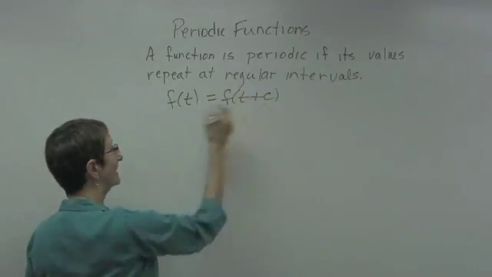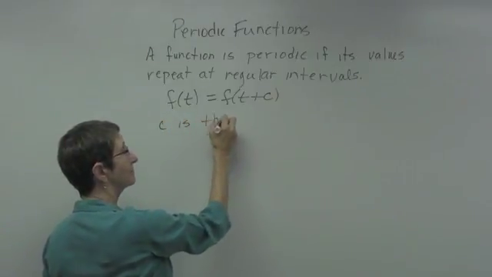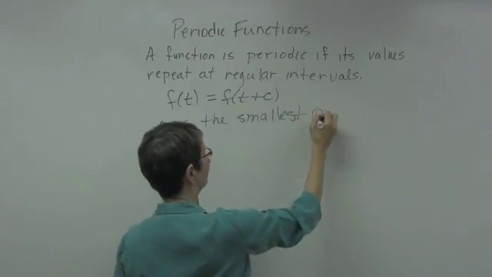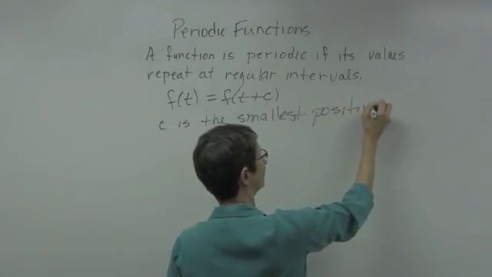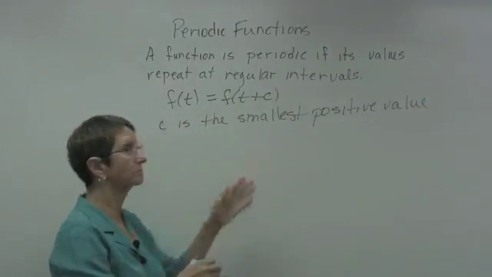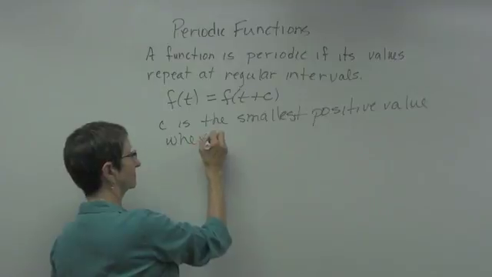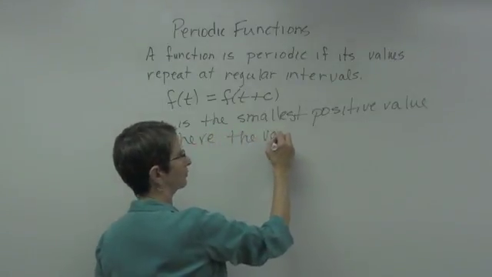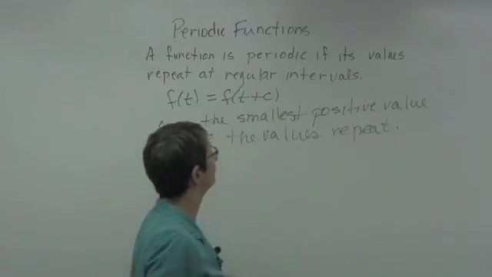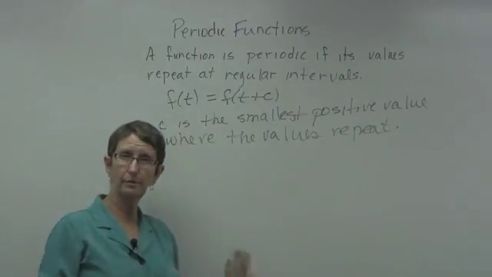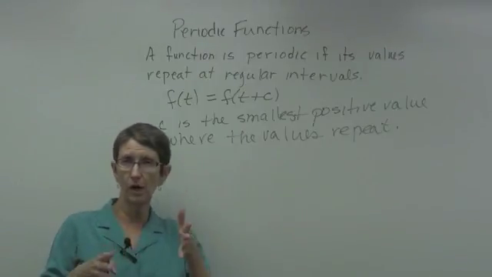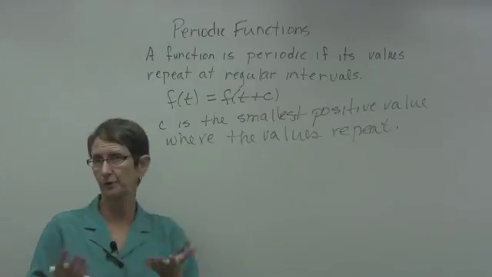So this c is the smallest positive value where it repeats, where the values repeat. We'll look at a lot of different examples of this over the next sections, but let's first look at one application problem.